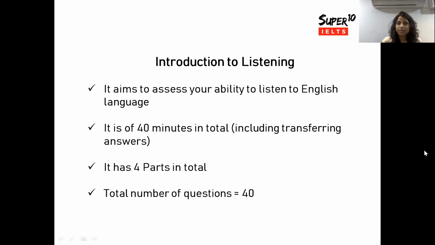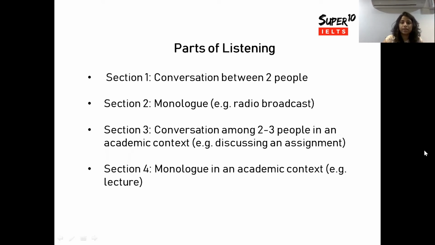Now, there can be certain pronunciation mistakes and certain accent catching mistakes that can happen during this listening test. So you have to be very careful of what you hear and write the exact same answer without any spelling mistake. It is 40 minutes in total, including your transferring answers time, and it has 4 parts in total. The total number of questions here is 40.